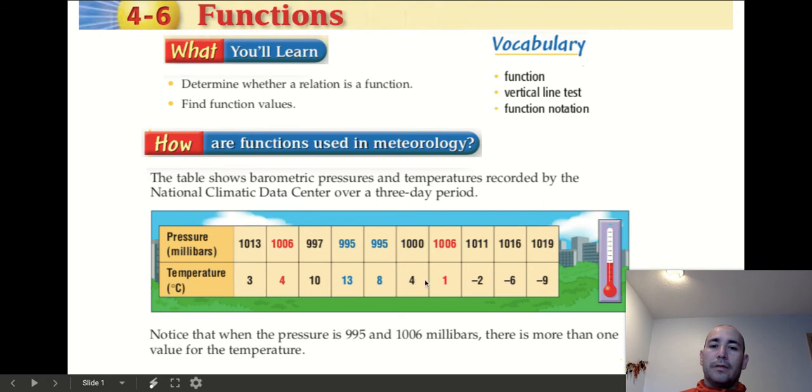So here you can see that the temperature is 4 degrees Celsius, but it has a pressure of 1,000. And here it has a barometric pressure of 1,006, and you have 4 degrees Celsius. And here, same thing. You have the same pressure outside, but two different temperatures. So noticing that if you have the same pressure, you can have two different temperatures, or if you have two different temperatures, you can have two different pressures. That's some of the stuff we're going to be looking at as far as functions: if you have the same pressure outside, should you not have the same temperature, and vice versa.